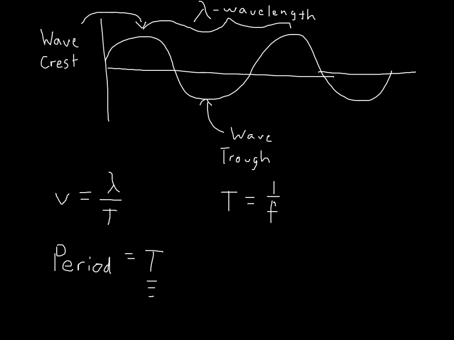So we can kind of play with this and plug in for our period in terms of frequency in our velocity equation. So we've got velocity is equal to the wavelength divided by the period, which is 1 divided by the frequency. I don't like having fractions inside of fractions, so when you're dividing by a fraction, you multiply by the reciprocal. So I get that my velocity is my wavelength times my frequency.